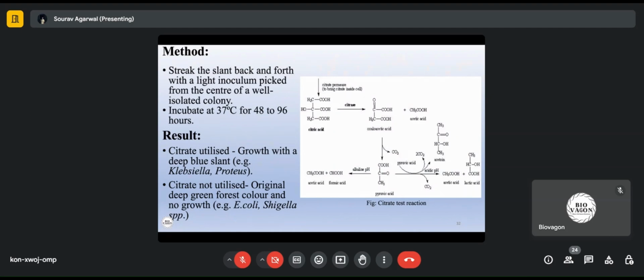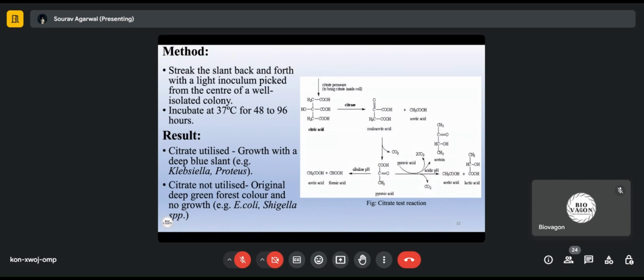So the method for this is very simple. You have to prepare a Simmons citrate agar slant, and we have explained the preparation of slants to you earlier. You will just prepare a slant and streak it from the end till the mouth of the test tube, and then incubate it at 37 degrees for 48 to 96 hours, because citrate is one test where getting results takes time. It will take time for the bacteria to metabolize and give you a result, that is, change its color from green to blue.